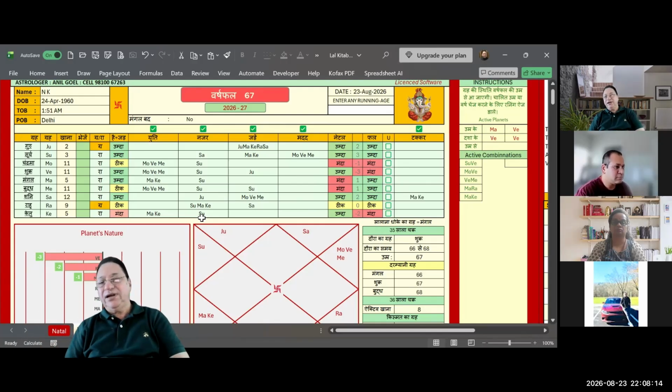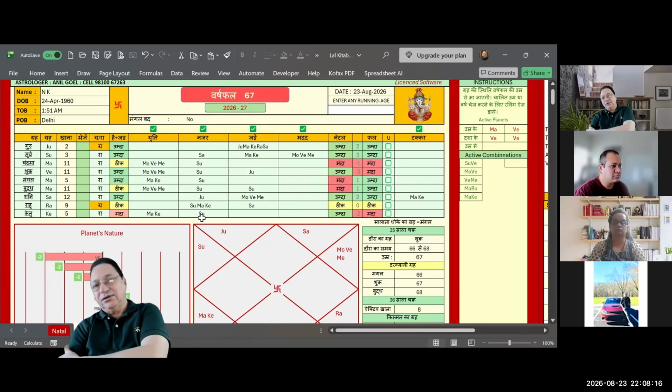So every planet has an hora, which is used as the planet of fate. And from that planet, your dasha starts.